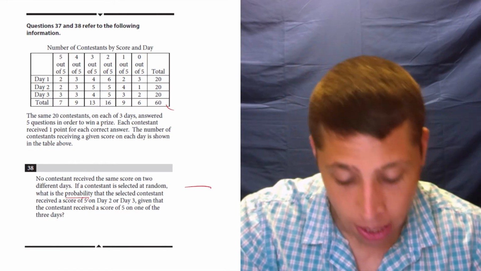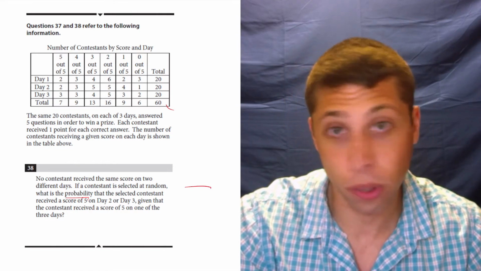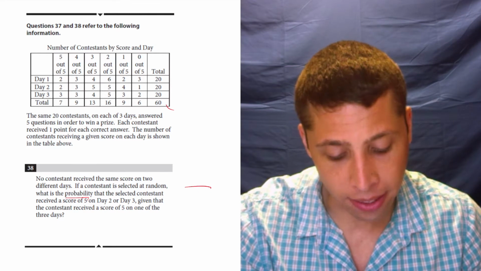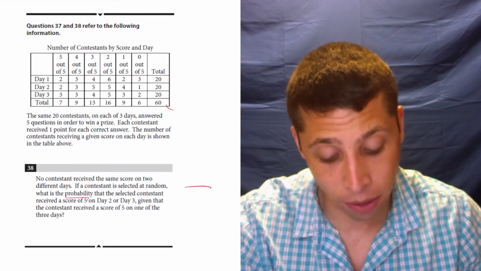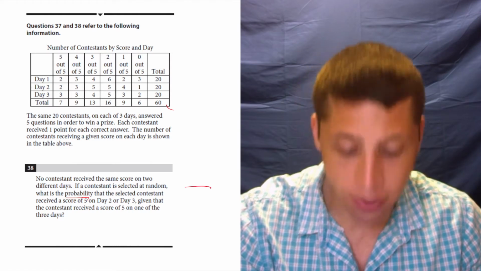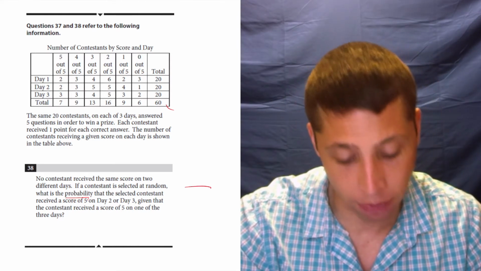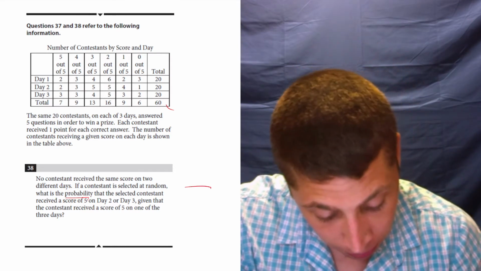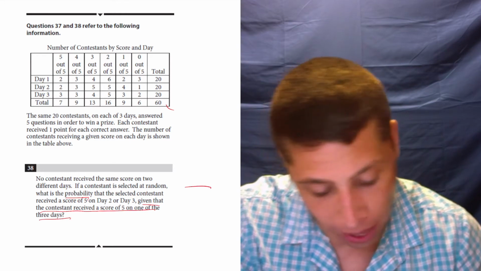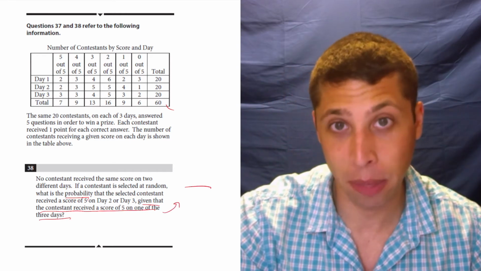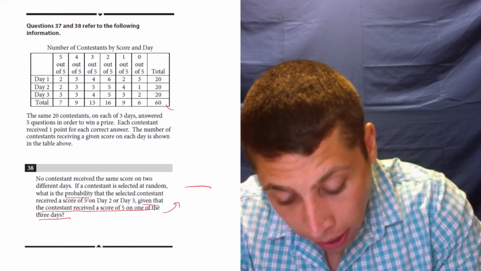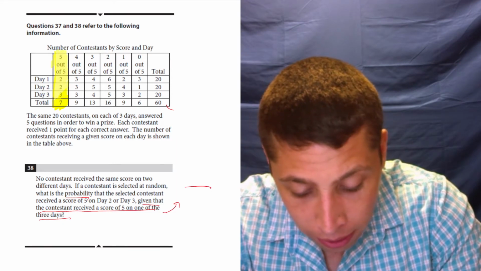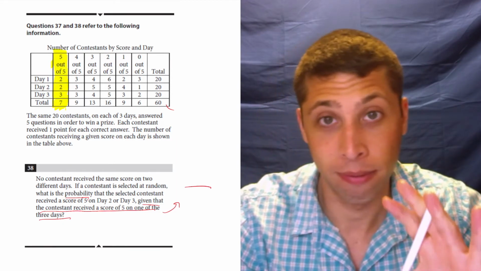So let's read it. No contestant received the same score on 2 different days. If a contestant is selected at random, what is the probability that the selected contestant received a score of 5 on day 2 or day 3, given that the contestant received a score of 5 on one of the 3 days? So the bottom is right here. Given that the contestant received a score of 5 on one of the 3 days, that's telling me that I only want to care about these people. I only care about people who got a 5 at one point.